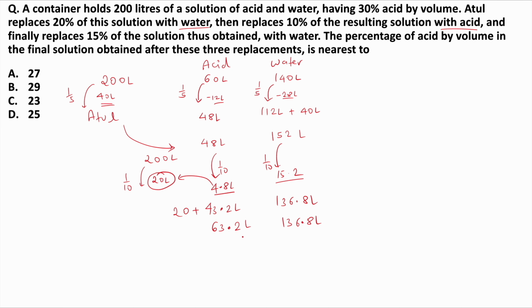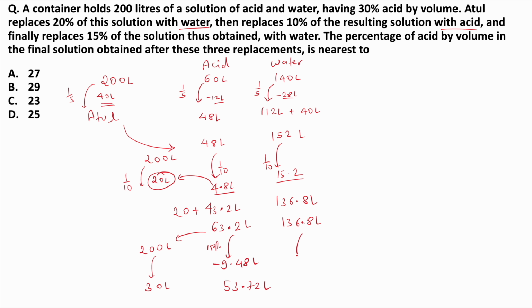And lastly, 15% of the mixture was removed and replaced with water. So 200 liters of the mixture is there. From that, you are removing 15%. 15% of 200 will be 30 liters. So 30 liters of the mixture is getting removed, and 15% of acid will also be removed, right? So 15% of 63.2 would be 9.48 liters of acid removed. So 63.2 minus 9.48 will be 53.72. That's the amount of acid left in liters.